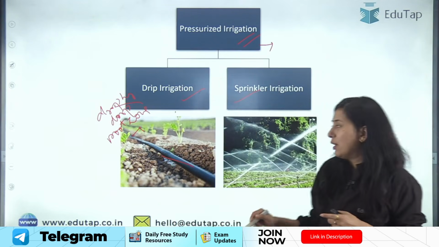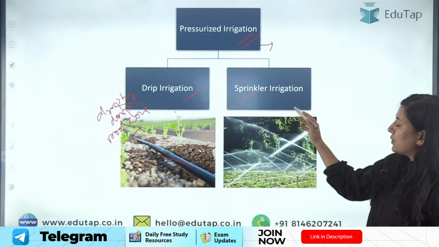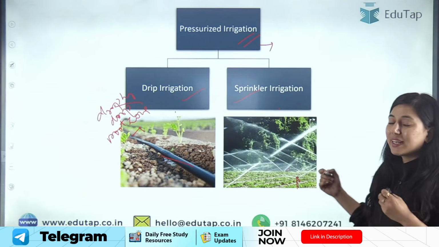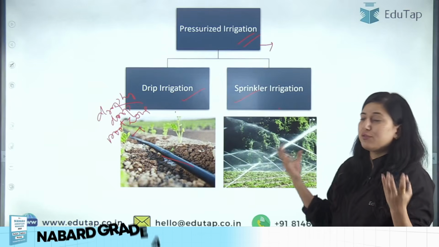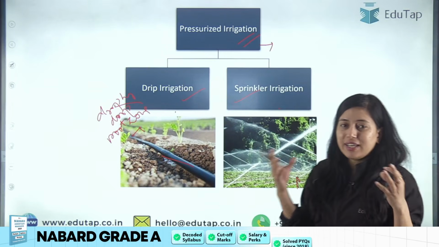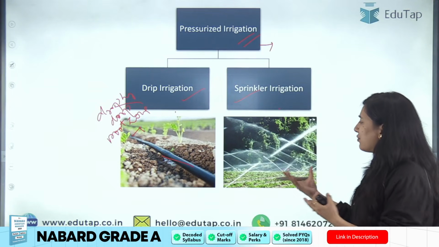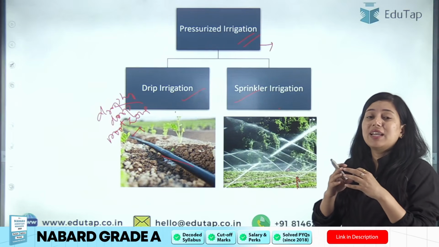Now another is sprinkler irrigation. What is sprinkler irrigation? You can see that through sprinklers a condition is created which resembles rainfall. A rainfall-like structure, or you can say infrastructure, is built which resembles rainfall.